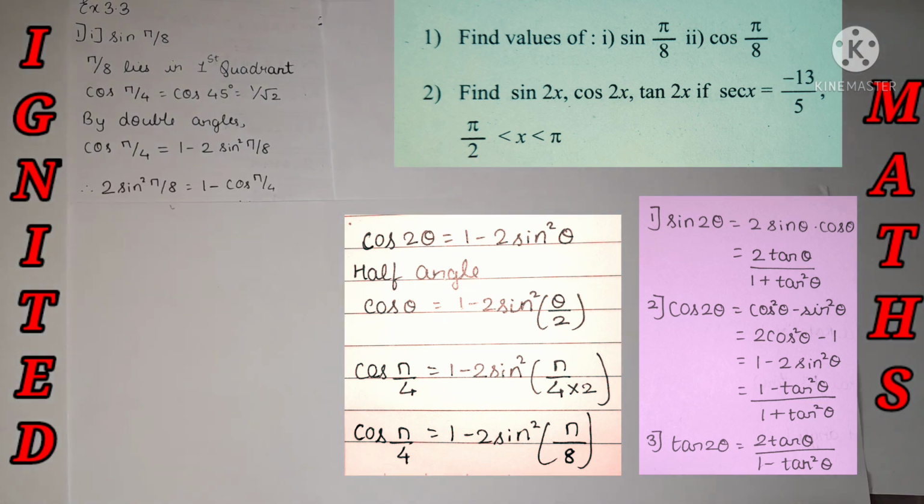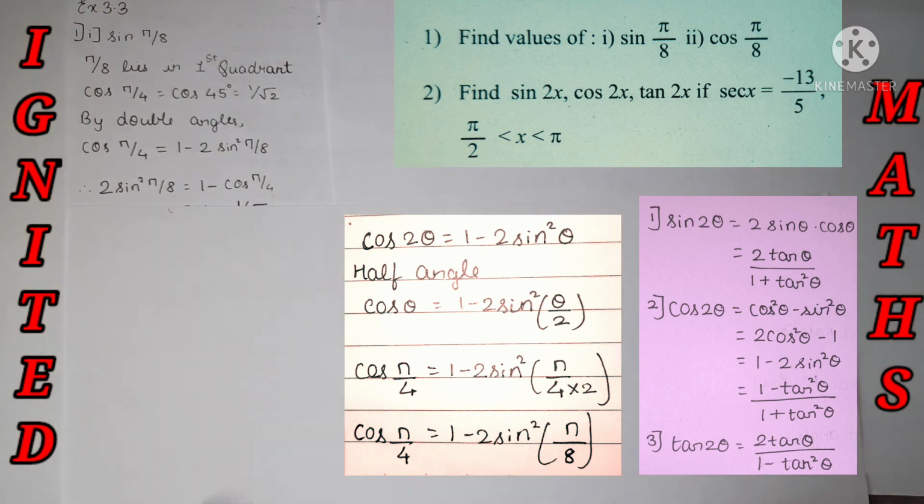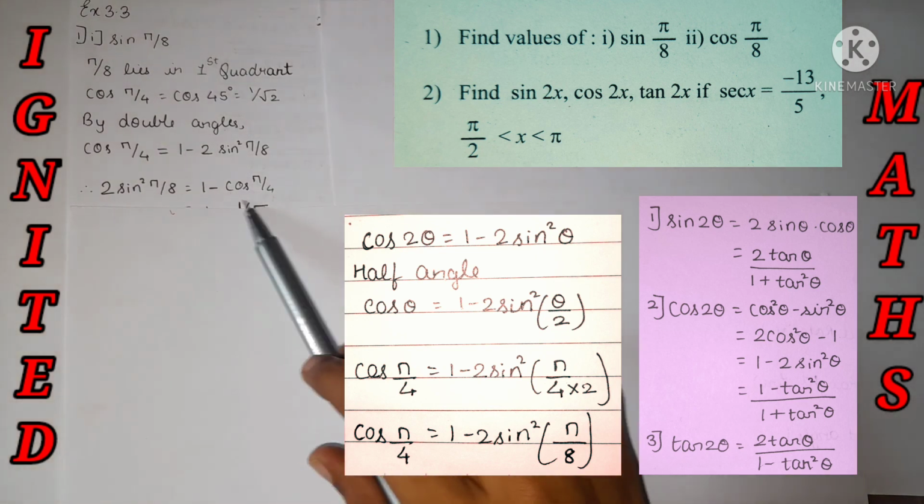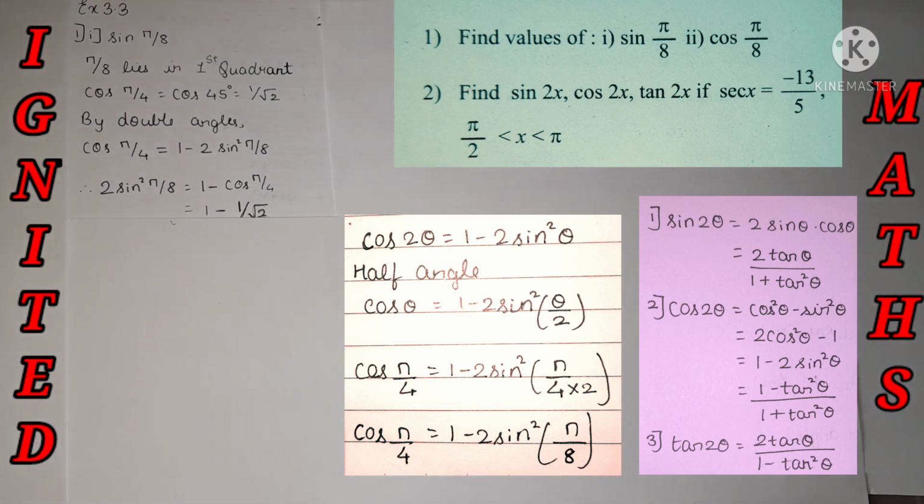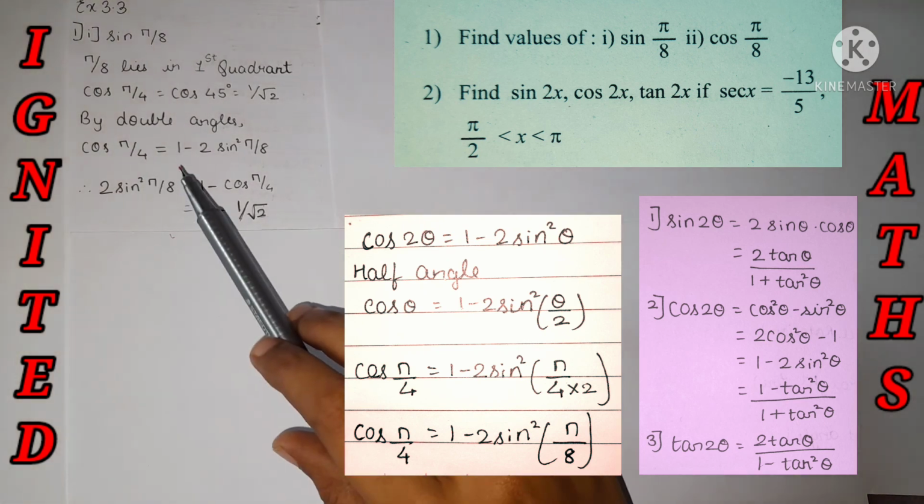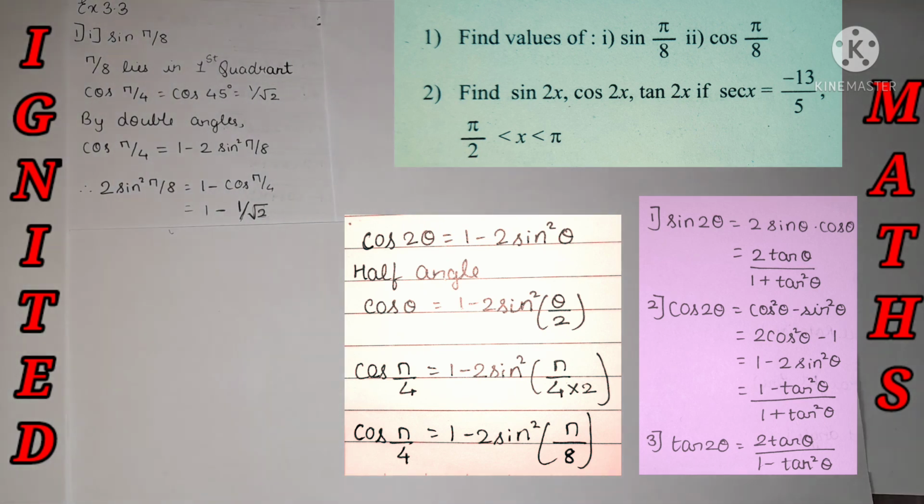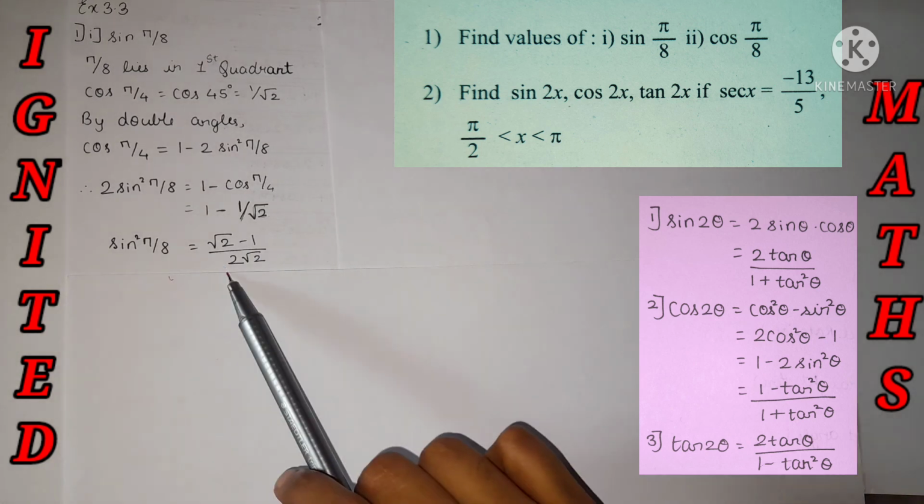Yes, and just take the 2 sine square pi by 8 on the other side and cos pi by 4 on the left hand side. Okay, take this part on the side, because we know the value of cos pi by 4. Yes, so just put the value and take the 2 to the RHS, so it will become (root 2 minus 1) divided by 2 root 2.